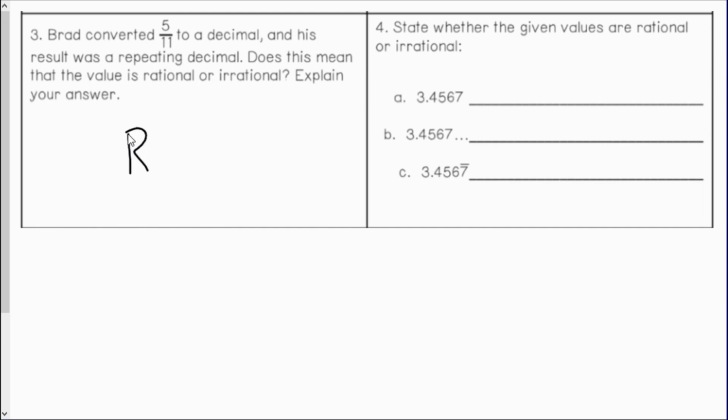Number 4, state whether the given values are rational or irrational. A, 3.4567. This is a decimal that ends, therefore it's a rational number. B, 3.4567... Those three dots tell me that this number goes on forever and it does not have a repeating pattern, therefore this number would be irrational. C, 3.4567 with a repeating bar over the 7. This number is a repeating decimal, therefore it would be a rational number.